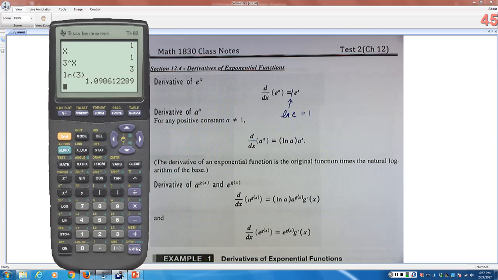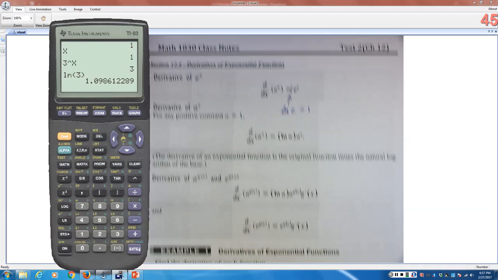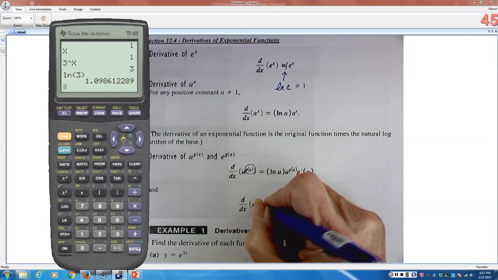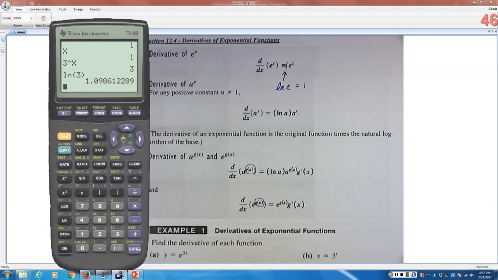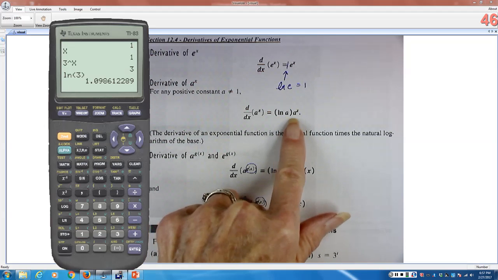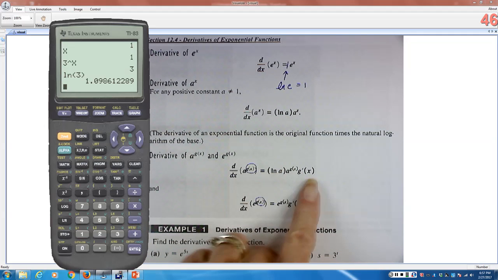Now, similar rules also work if it happens that your power is itself a function, which makes it chain rule. All that means is you're gonna take basically this same derivative, either e to the x or ln a times a to the x, and then you're gonna multiply it by the derivative of the power. That's all you have to do at the end to make it work with everything else.